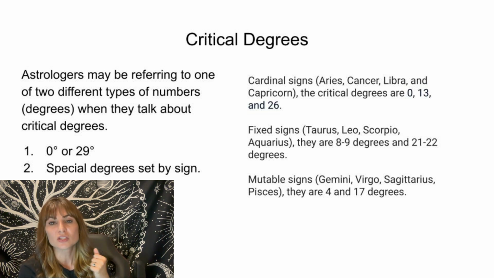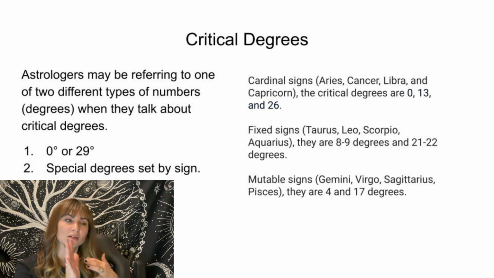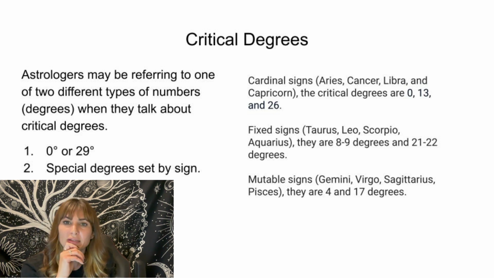The second is the 29th degree, the last degree before we change signs. This is when the energy is kind of like an old hand, like it has been doing this forever. It knows how to behave like that sign. Whatever planet plus sign, it's going to be extremely adept at it.